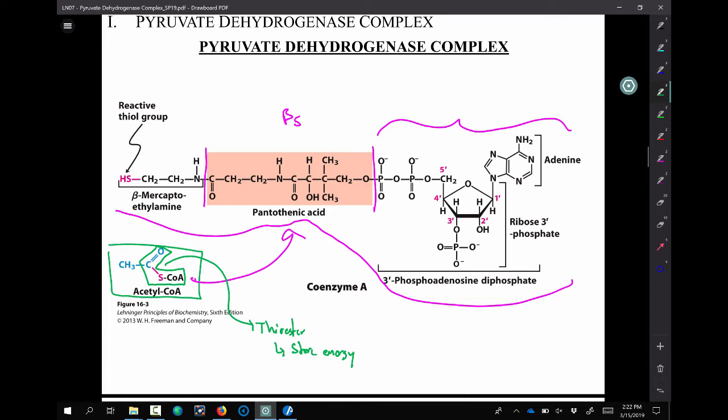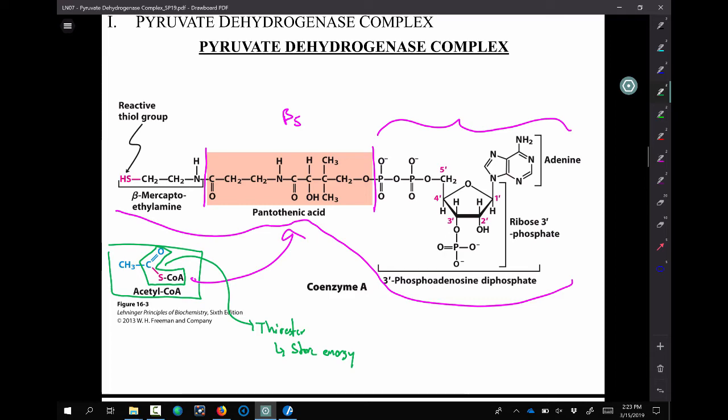Pretty much every fatty acid that would be found in the cell is going to be attached to a coenzyme A molecule. It's very rare to find just free fatty acids in a cellular environment. They usually are attached to a coenzyme A, and they're called then acyl-CoAs, not acetyl-CoAs, acyl-CoAs. And we'll talk about those, of course, during fatty acid metabolism.